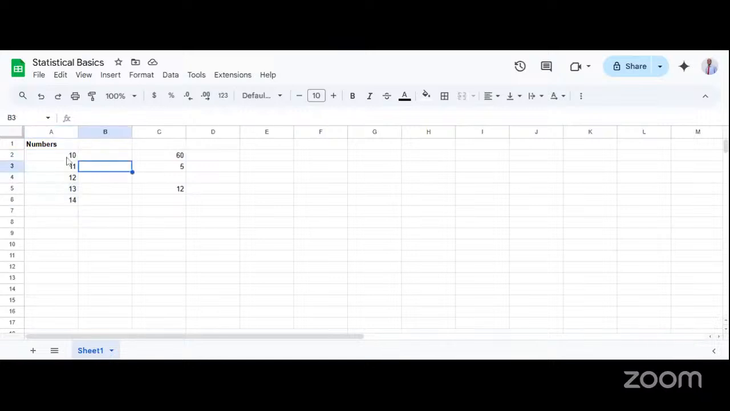So let's do something now. We'll clear all these values, then we'll write them randomly. 12, 14, 11, 13, 10. So 12, 14, 11, 13, 10. I've arranged these numbers in a way that is not sequential, but let's look at it now.